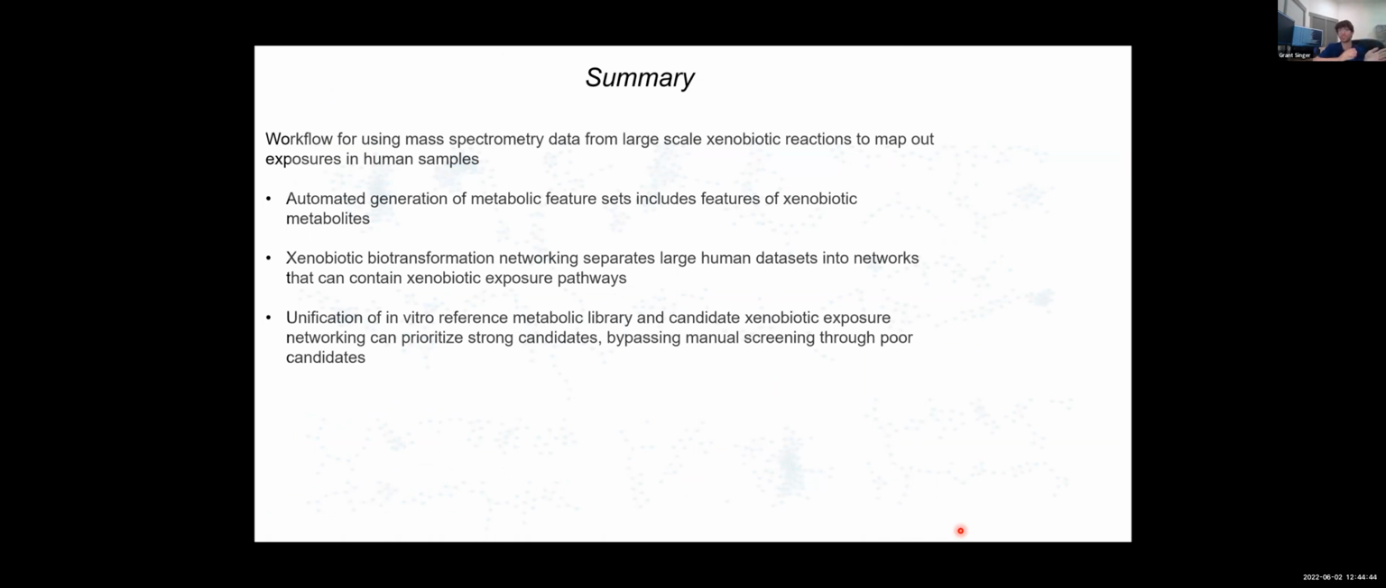So we've demonstrated an efficient strategy for using mass spec data we've collected from xenobiotic reactions to map out exposures in large scale human data sets. We accomplish this by automating generation of xenobiotic metabolic feature sets for a reference library, applying network analysis to human data sets for quick isolation of good candidate xenobiotic exposure pathways, and bringing those 2 concepts together to help prioritize likely xenobiotic exposure candidates for further validation. This approach appears to provide a practical solution to identifying exposures in human samples for non-targeted analyses, and its power should only increase as we keep continuing in our curation of xenobiotic biotransformation products.